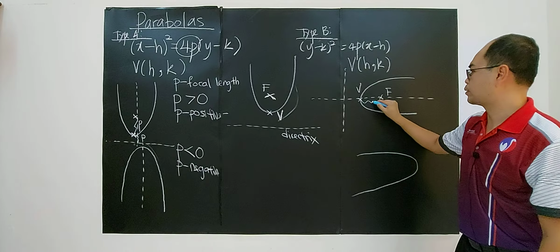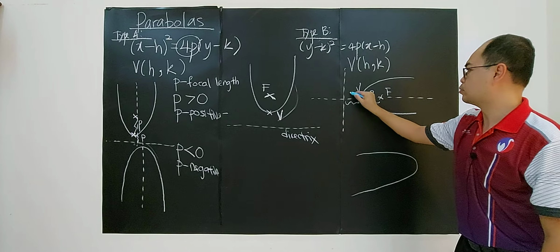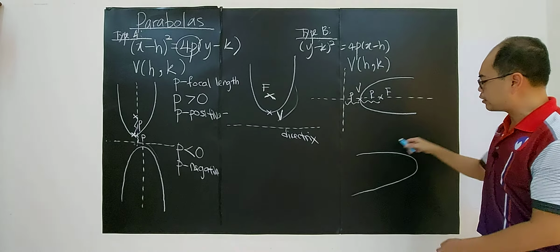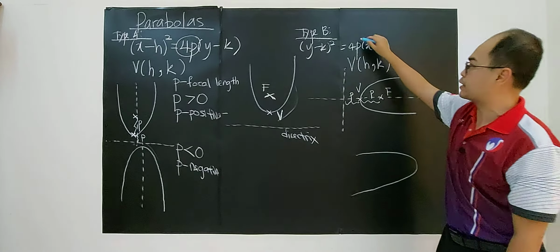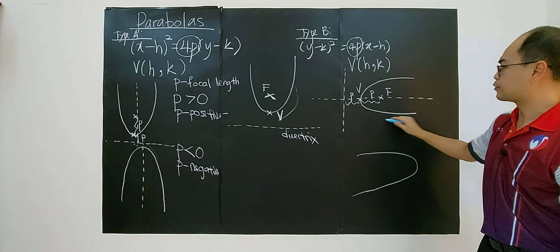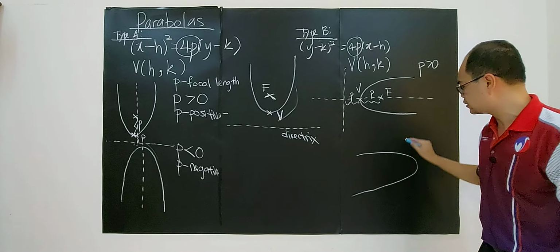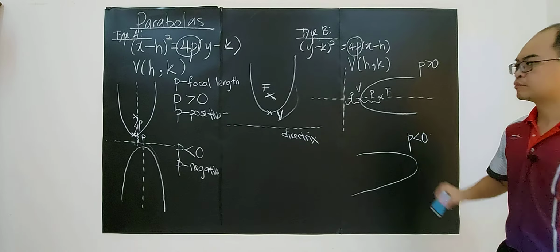So the distance from here to here is also P, and here also P, alright? Whether it opens to the right or to the left depends on the sign here also. If it opens to the right, P is positive. If it opens to the left, P is negative.